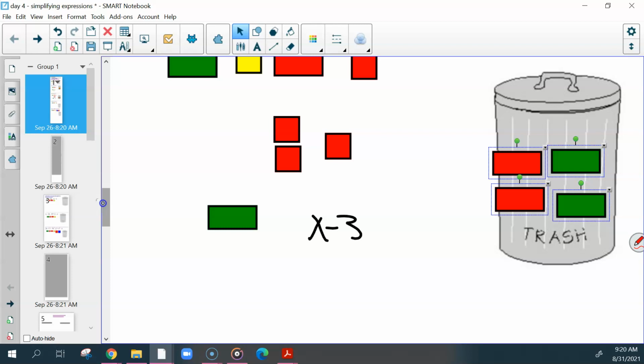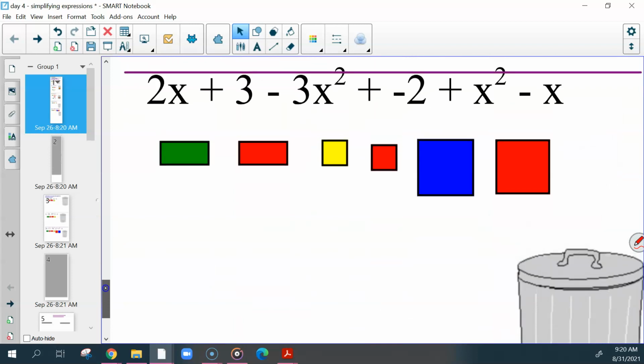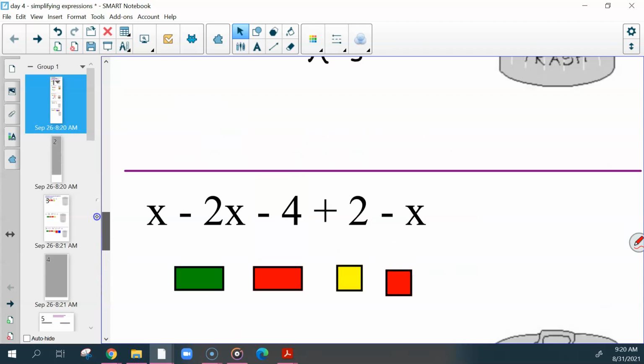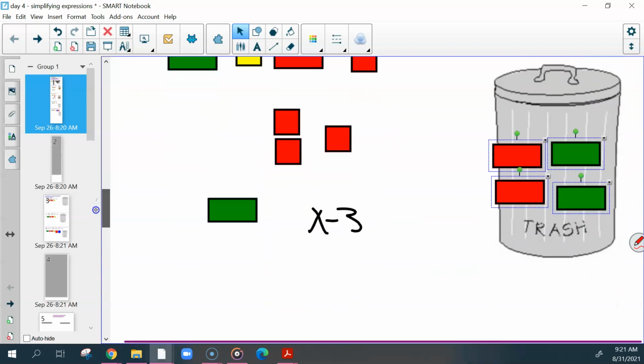On that same page, jump down to this last example. Did you have a question? Oh, I know the answer. Hold that thought. Again, you may not have enough to model everything, so you may need to borrow some from your partner or someone at the table. But try to go ahead and take a second, model this. What's the answer to it? x minus 3. Yep.